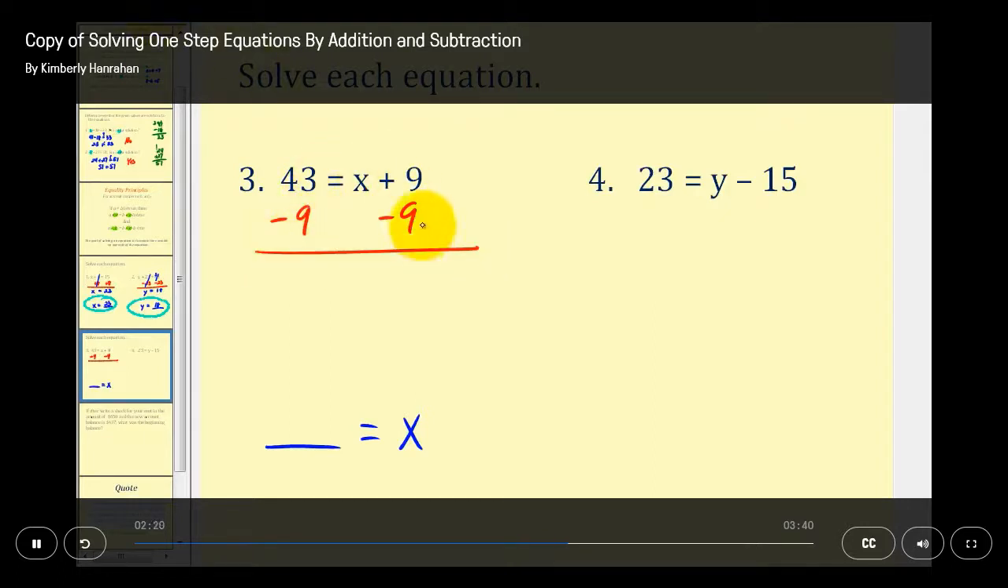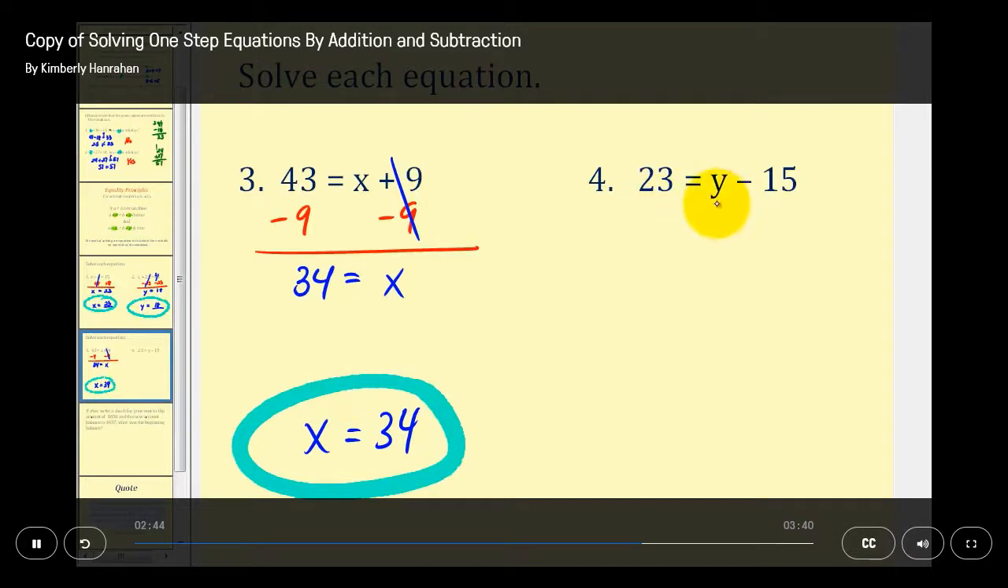So notice on the right side now, plus 9 minus 9, that would be 0. So we're left with x. And then on the left side we have 43 minus 9, which would be 34. So now that we've solved for x, if we want, we can rewrite this as x equals 34 instead of 34 equals x. But either way, we have solved for x.